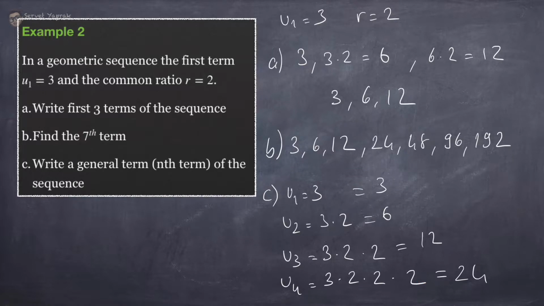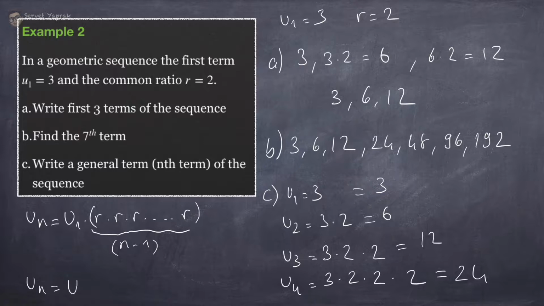So if you follow this pattern here, un will be the first term times common ratio times common ratio, and it will stop again with a common ratio, and there are n minus 1 common ratios. So instead of writing this way, we can say that the nth term un equals the first term times the common ratio to the power of n minus 1. So this summarizes the general term formula.